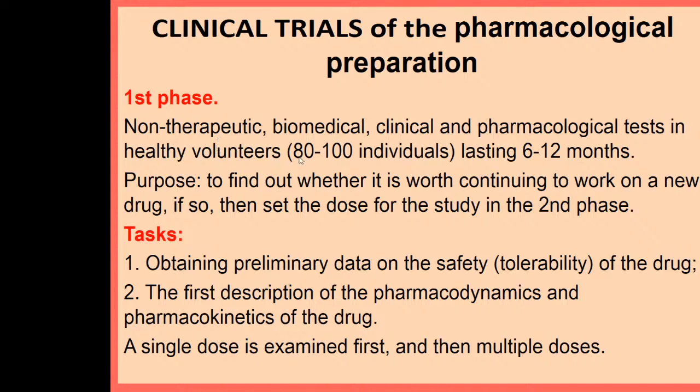So 80 to 100 individuals participate, and this study lasts also approximately till 1 year. The purpose of this first stage is to find out whether it is worth continuing to work on a new drug. If so, then set the dose for the study in the second phase. Basic tasks: obtaining preliminary data on the safety of the drug, the first description of pharmacodynamics and pharmacokinetics of the drug.